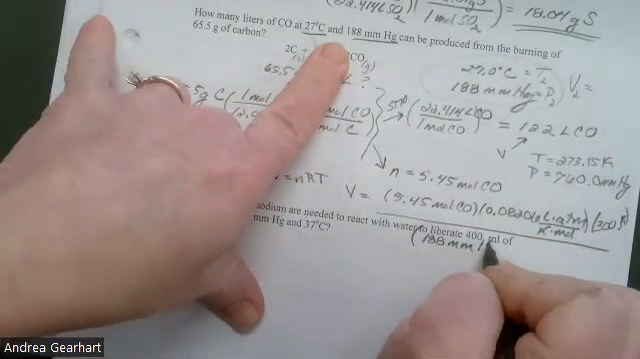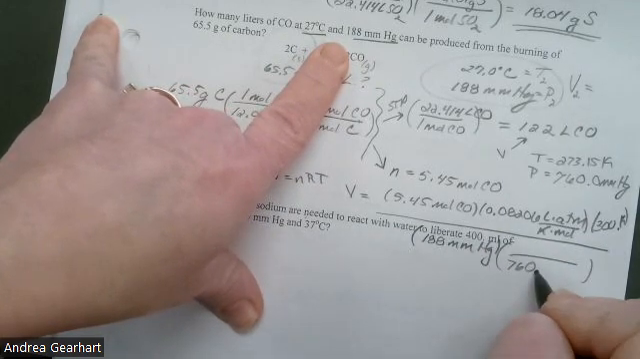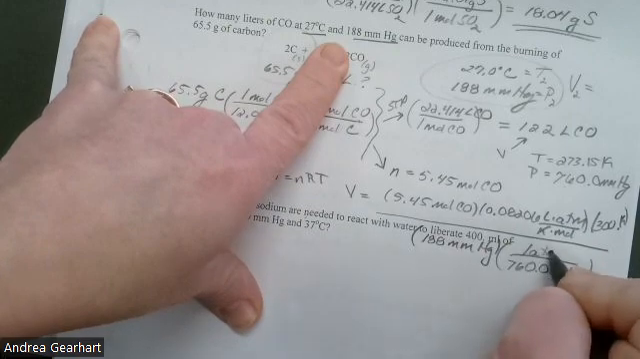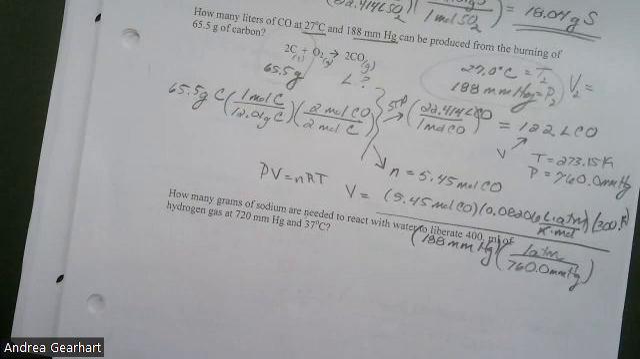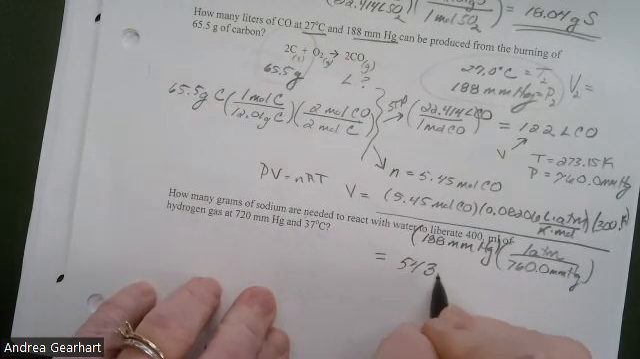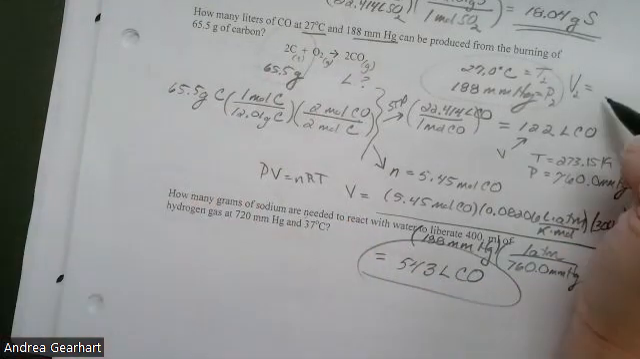You will be given your pressure relationships to do the conversion. So we don't have to remember 760 is 1 atmosphere. You'll be provided that. And we get 543 liters of CO. You would get the same thing.